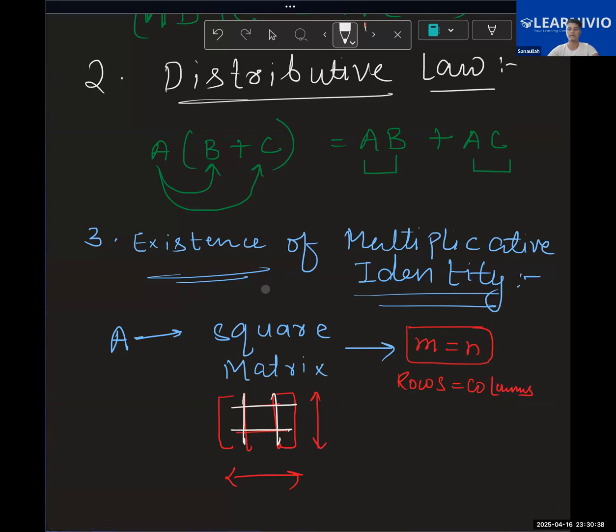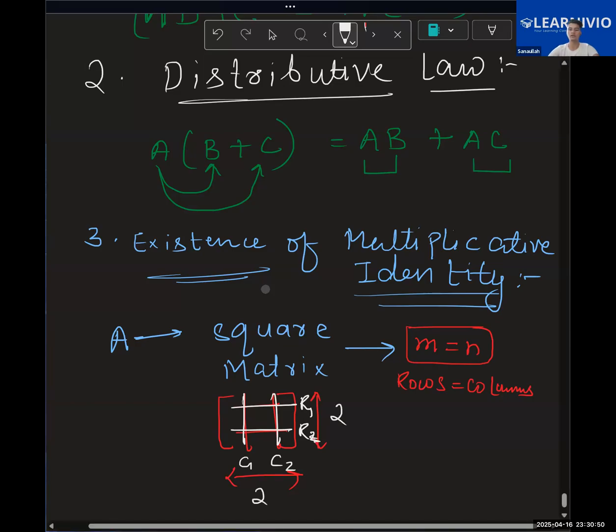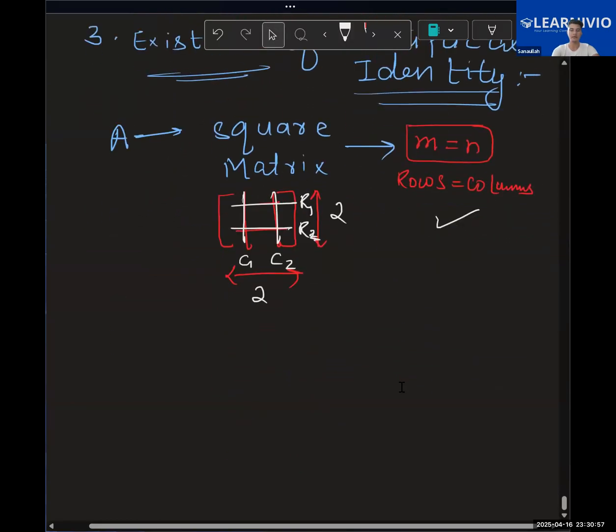So how many columns are there here? C1, C2. How many rows? R1, R2. So the number of rows is two, the number of columns is two. So rows and columns are equal. So this is a square matrix. So for existence of multiplicative identity, first of all you must have a square matrix. Right? The first condition should be that.